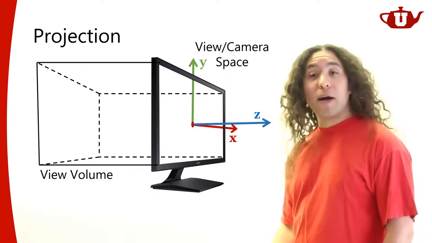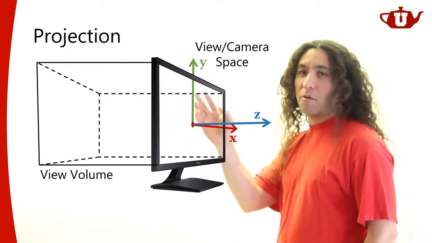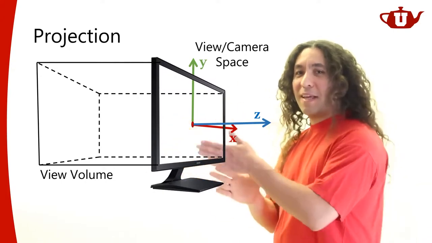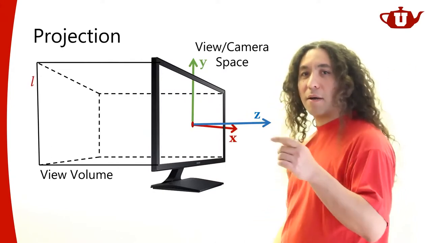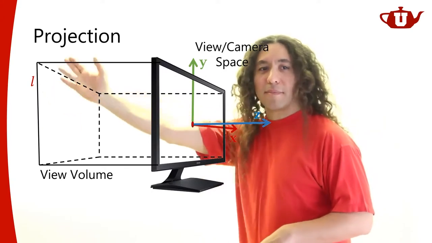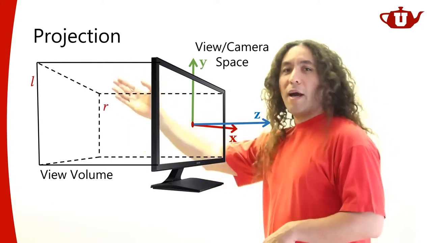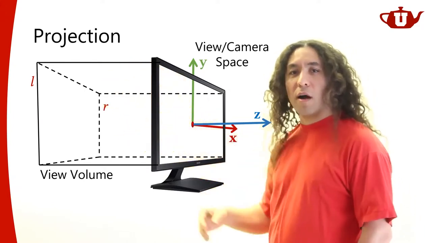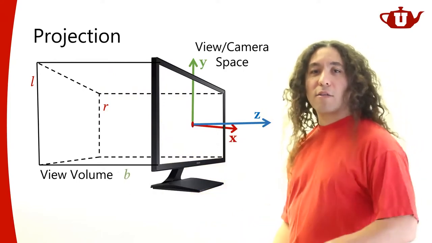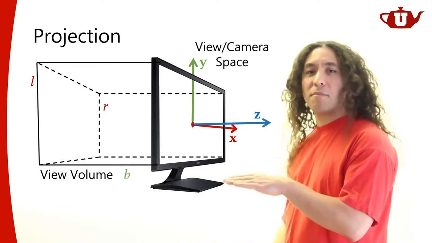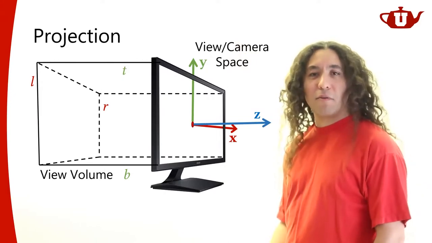So the way that I'm going to define this view volume is, of course, like the one end of my monitor, or the left end of my screen, is going to be the minimum x coordinate. Let's call it the left side L, right? So that's the left side. And the right side is going to be R. So x values going from L to R are going to be within my view volume. I can do the same thing for y. Y values going from B representing bottom to T representing top are going to be within the view volume.